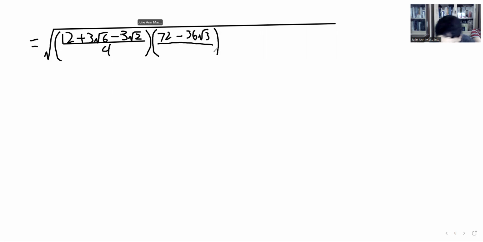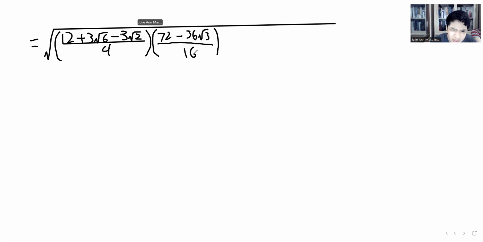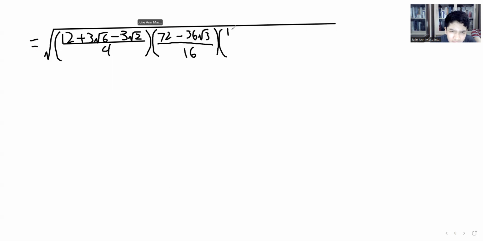And then, what is this over? This over 16. Can we factor anything out? We can factor out 4. Later, just write first those factors. And then the third pair of parentheses.